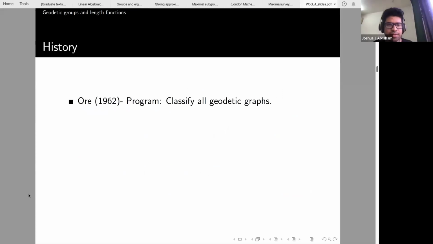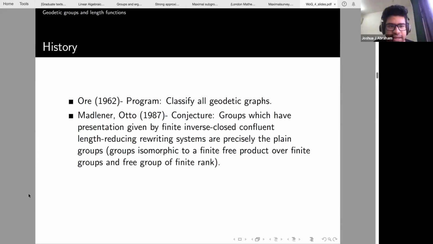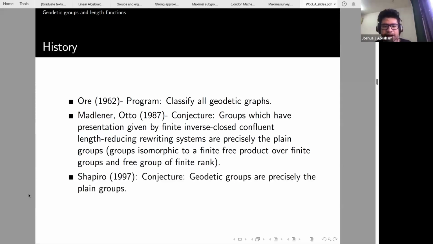Okay, so going over the history again, Over proposed the program to classify all geodetic graphs, and Madeline Lorotto conjectured that groups which have presentations associated to these rules, which basically when you apply the rule, the length of the word decreases, and you have these unique normal forms, are precisely the plane groups. And Shapiro conjectured that geodetic groups are precisely the plane groups.